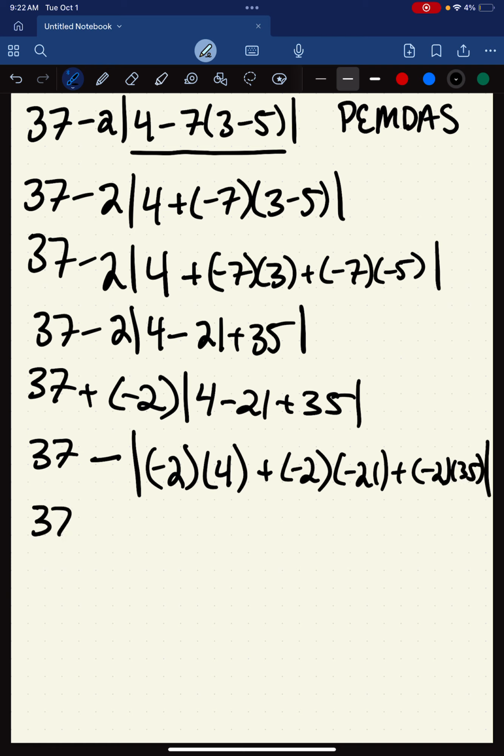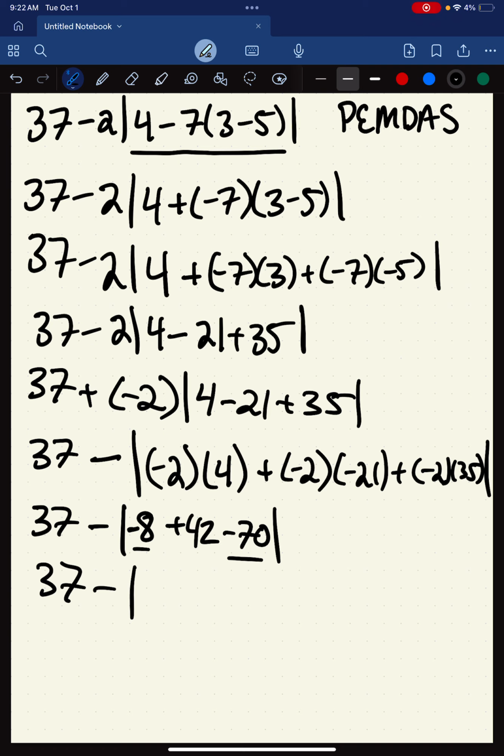There we go. So we get 37 minus negative 2 times 4, which is negative 8. Negative 2 times negative 21 is going to be 42. And then negative 2 times 35 is negative 70. So then we get 37 minus, okay, we got negative 78. Negative 78 plus 42 is going to be negative 36.